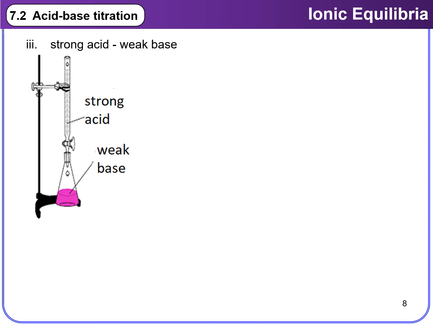Next, the titration of strong acid and weak base. Weak base is the analyte and strong acid is the titrant. Salt produced is an acidic salt such as ammonium chloride, ammonium nitrate, or hydrazonium sulfate.